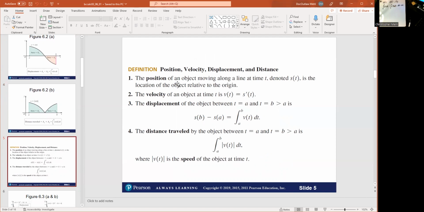Okay, now these should make intuitive sense, displacement versus distance in particular. So let's consider displacement. Suppose I get in my car, I drive to the store, and then I drive back to my house. Well, my displacement would be 0. But the distance traveled would definitely not be 0. I'm going to have burned gas going from my house to the store and from the store back. So that's the difference between displacement and distance.